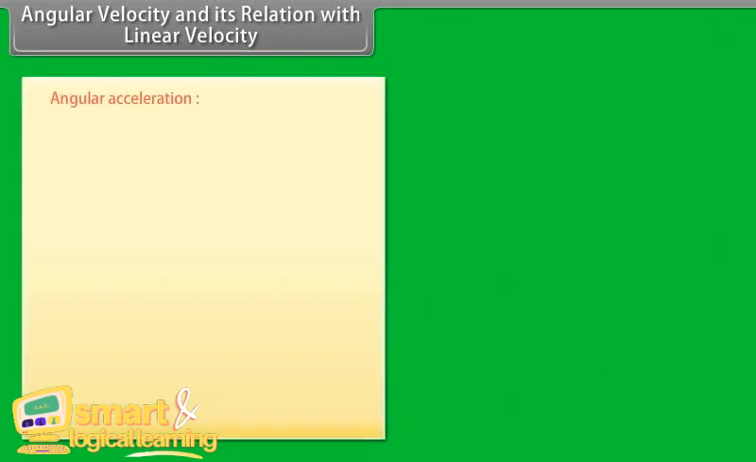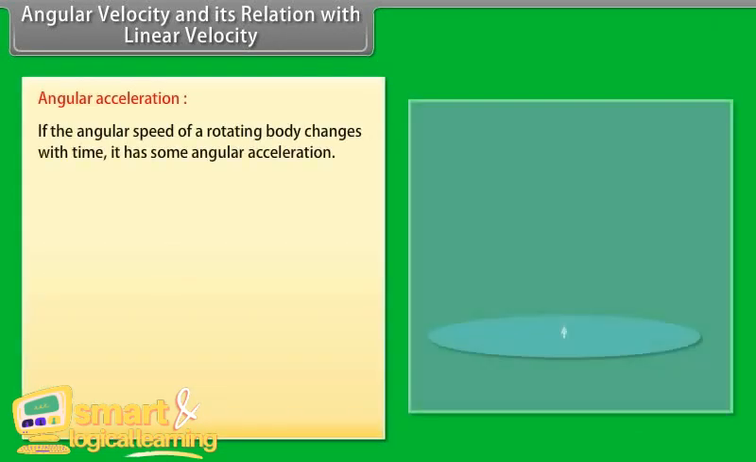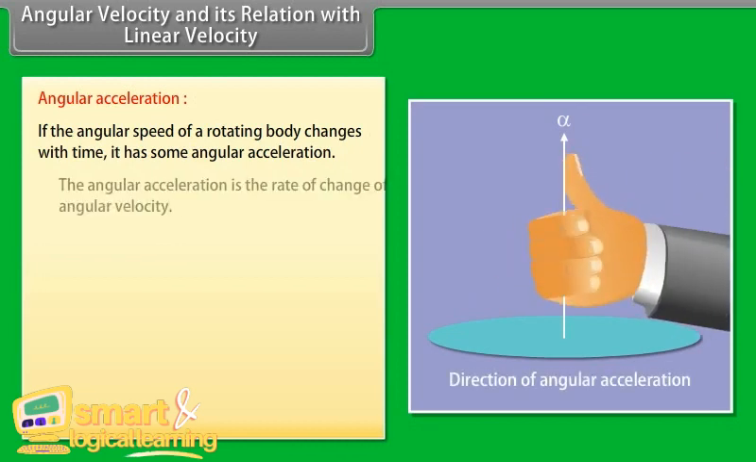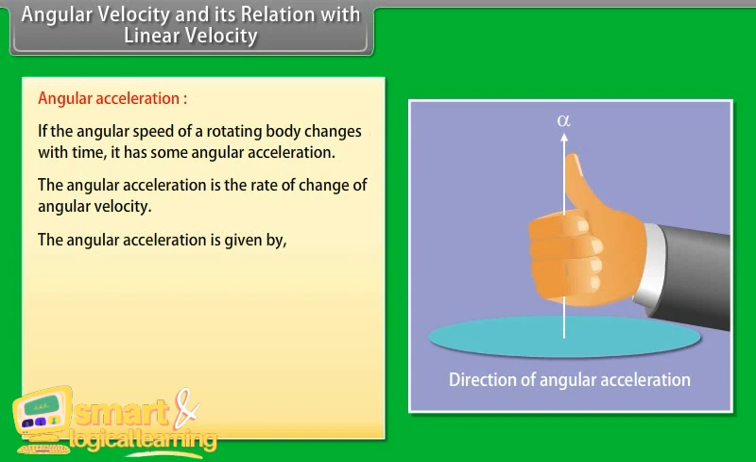Angular acceleration. If the angular speed of a rotating body changes with time, it has some angular acceleration. The angular acceleration is the rate of change of angular velocity. The angular acceleration is given by alpha, which is equal to limit delta t tends to 0 of delta omega upon delta t, which is equal to d omega by dt.